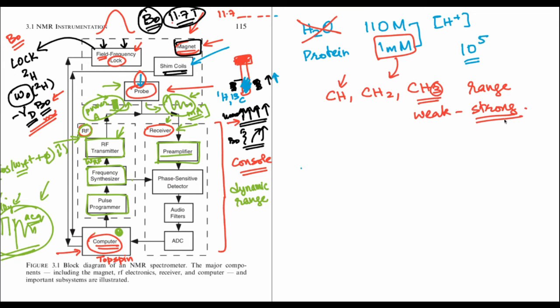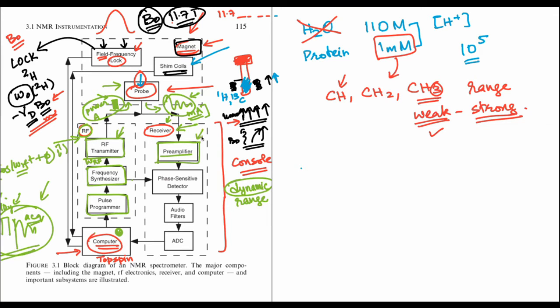Now, if you're only getting the strong signals, it could happen that you will never be able to observe any weak signals. On the other hand, if you're only observing the weak signals, the strong signals could be out of detection. So therefore, you have to carefully manage the range within which you will be able to capture both the weak and strong signals, and this is what is termed as dynamic range.